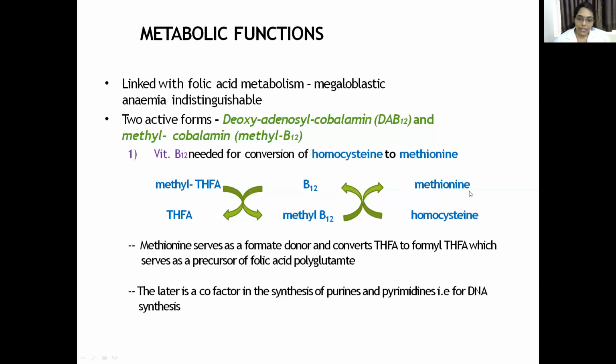The methionine that is formed serves as a formate donor and converts tetrahydrofolic acid to formyl tetrahydrofolic acid, which serves as a precursor of folic acid polyglutamate. The latter is a cofactor in the synthesis of purines and pyrimidines for DNA synthesis. Now what happens in B12 deficiency? Methyl tetrahydrofolic acid is trapped. That leads to decreased DNA synthesis and that results in megaloblastic anemia.